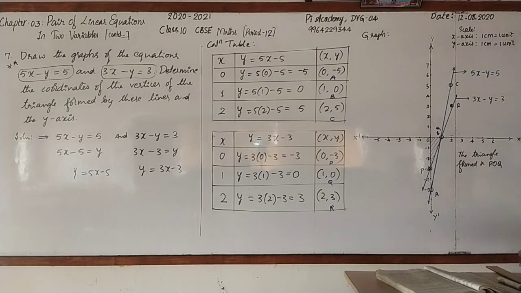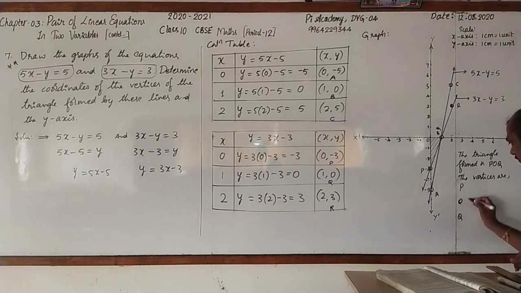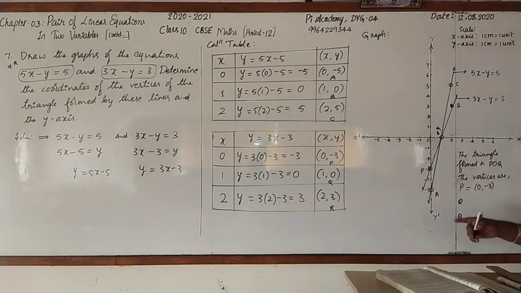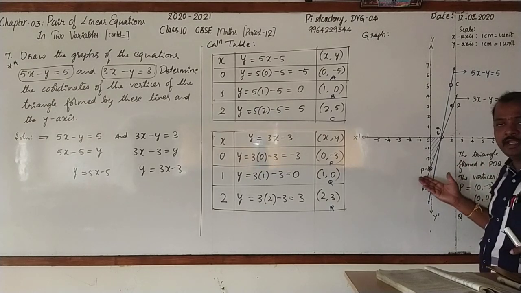Then what are the vertices of this triangle? The vertices here I'll write. The vertices are P, O and Q. What is P? Coordinates of P: this is 0, comma minus 3 because the point is on y-axis. O, origin 0, comma 0. Then Q, it is on x-axis: 1, comma 0. Even they may ask you to find out the area as well.